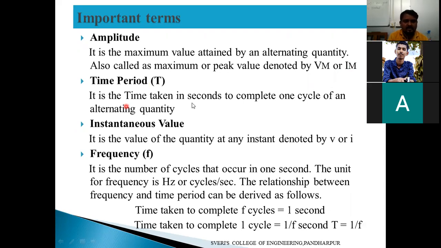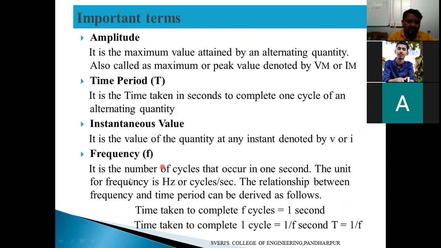Time period is the time taken in seconds to complete one cycle of an alternating quantity. The alternating quantity may be voltage or it may be current. How much time it takes to complete one cycle, that is called time period we are going to consider.